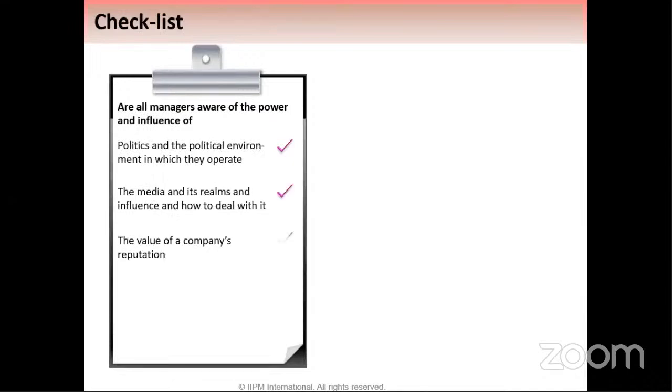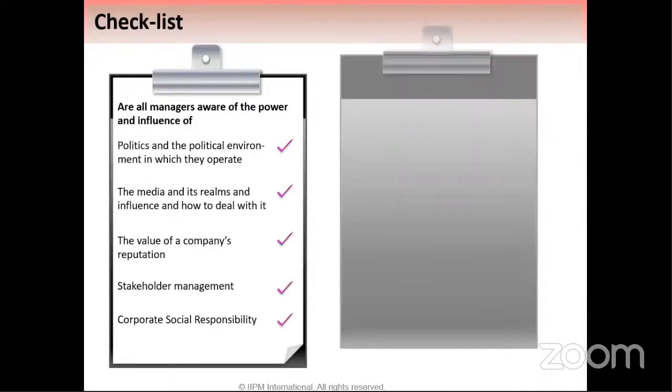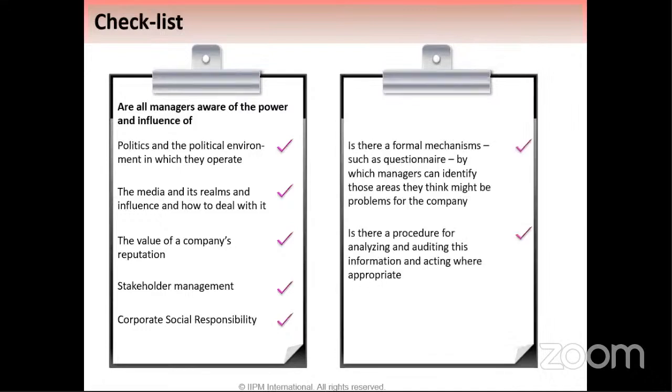So these are the areas all managers must be aware of: the power and influence of politics and the political environment in which they operate, the media and its realm and influence and how to deal with it. Then the value of a company's reputation. Every company's reputation must be valued. As was mentioned this morning, the reputation of our dear country has been tarnished so many times. So, of course, stakeholder management. These stakeholders also need to be managed. Then corporate social responsibilities also need to be implemented, as was mentioned this morning.